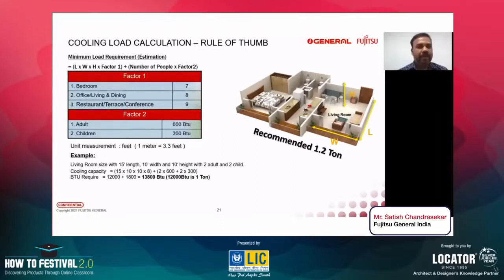There is also a back of the hand calculation. You can use it as a rule of thumb. This is just a small example that you can see on screen. There is this room on the right side, a living room, as you can see. It has a dimension of 15 feet length, 10 feet width, and 10 feet height. And 2 adults and 2 children are living in that space. So you can just use the cooling capacity. There's a formula that is given there.